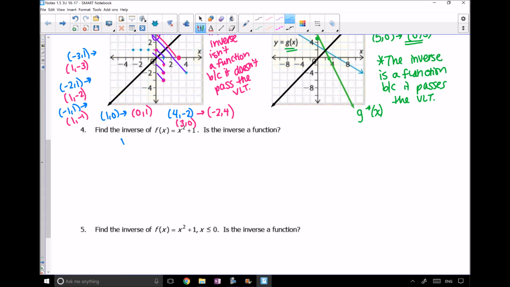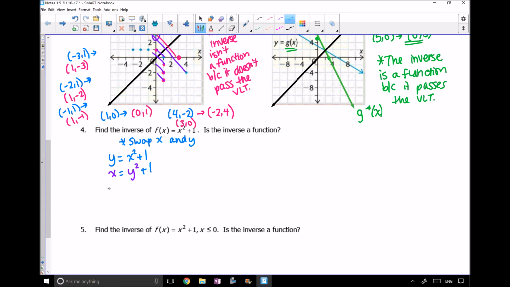Remember, in order to find inverses, you're just going to swap x and y. So if my original function says y equals x squared plus 1, this time instead of y, I'm going to use x, and instead of x right here, I'm going to use y. Okay, and then I just solve for y.